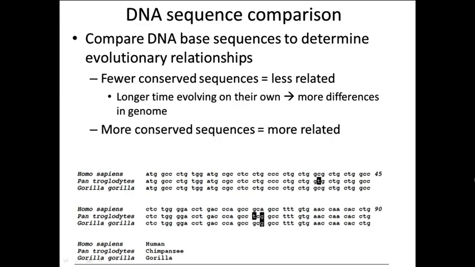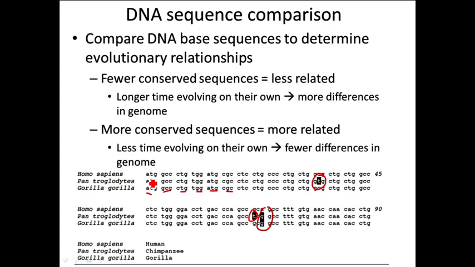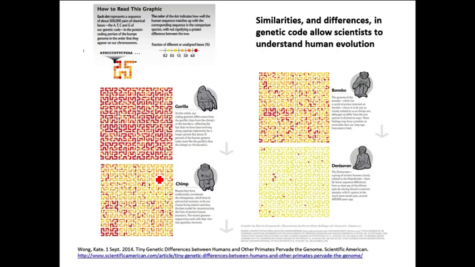Okay, but if the opposite is true, if there are more conserved sequences, which we see a lot of here in these three species, all of these are the same for all three of them. They only have a couple spots where there's differences, right? So there's more conserved sequences, so that means that these are quite closely related to each other, okay? And there's been less time since they diverged from a common ancestor, so fewer differences have accumulated in the genome. We can use this to help understand human evolution as well as the evolution of any organism.